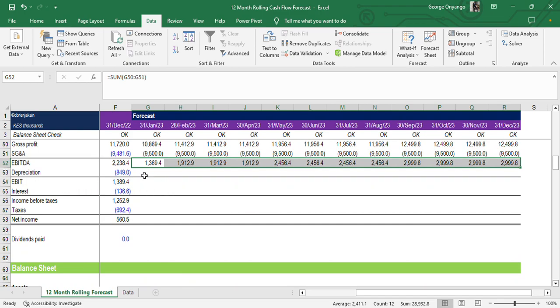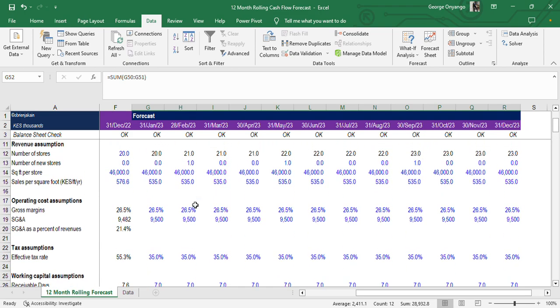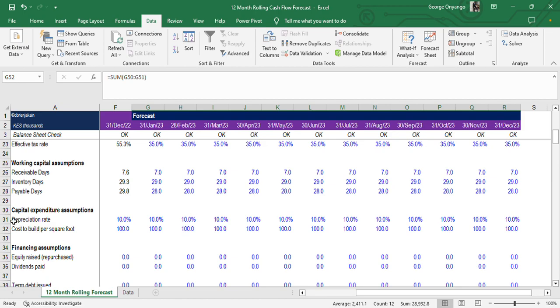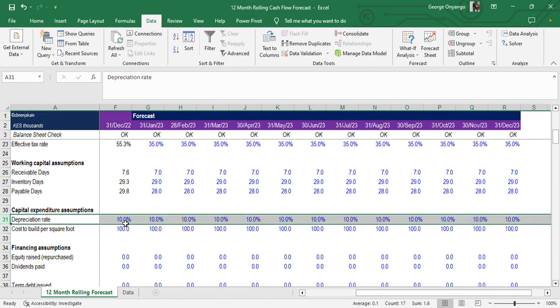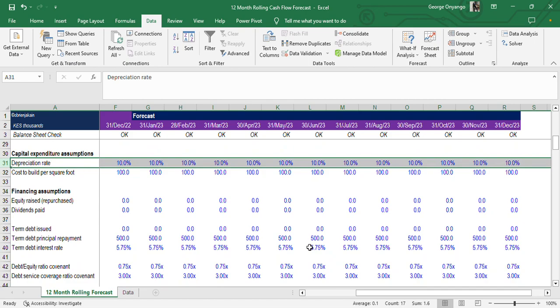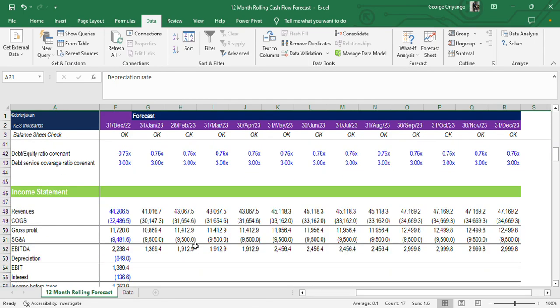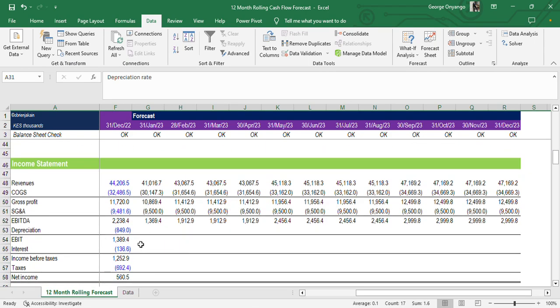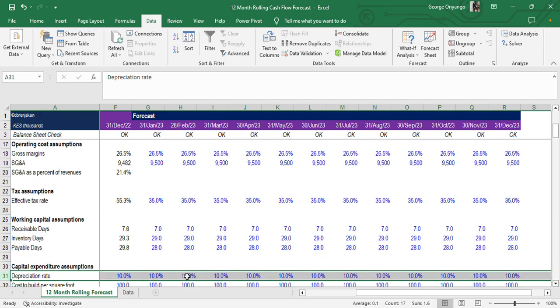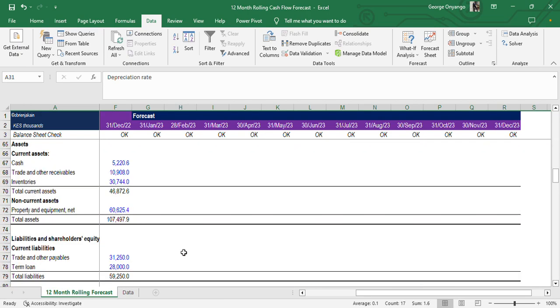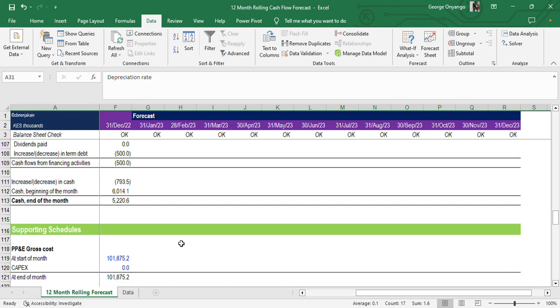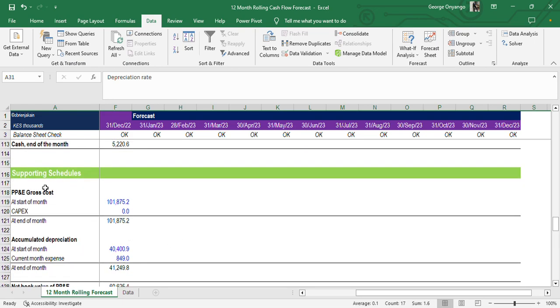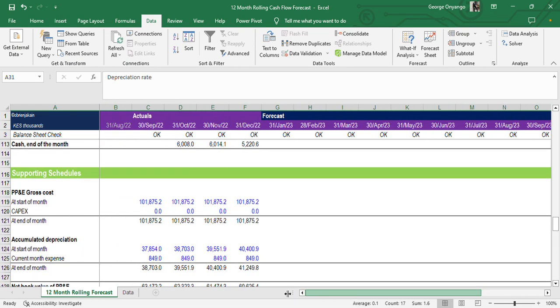And the line of depreciation, we are told up here that depreciation is at the rate of 10% each year. So, and what is it? 10% of what? We're going to look that up down here from our supporting schedules, and this is where we now get the PP&E at the end of the year.